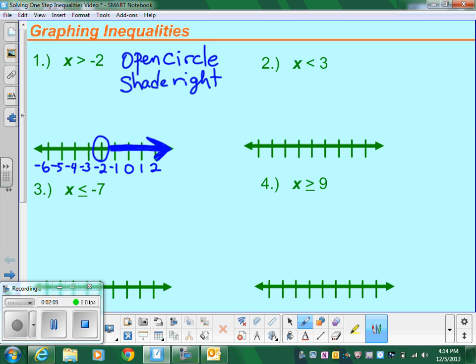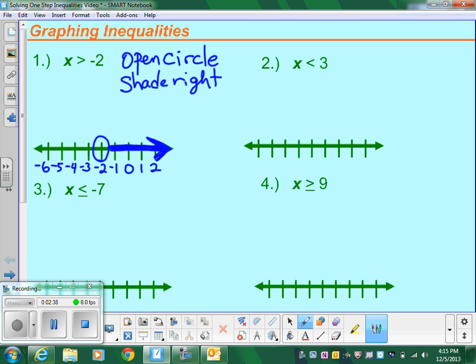Let's move to the second example. Once again, check to see if your variable is isolated. In this case, it is. We have no coefficient. We have no constant. Now check to make sure your variable is on the left side of your inequality, which in this case it is. So now we can observe the actual inequality symbol. In this case, we have a less than symbol.